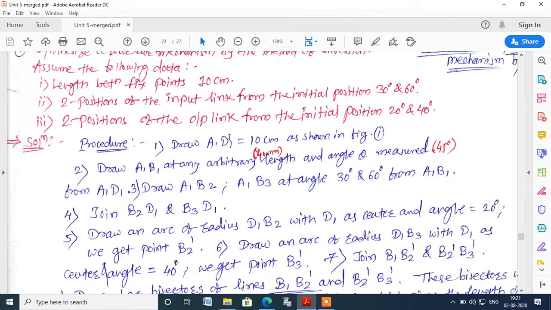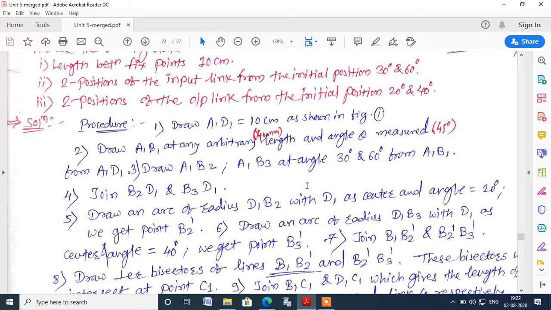So I have written the procedure: how to synthesize a 4-bar mechanism by method of inversion. You take down this procedure and accordingly draw at your end. For that you require a sheet or maybe a sketchbook, and you require a compass and a pencil. So here first draw A1 D1 with the scale 10 centimeter.